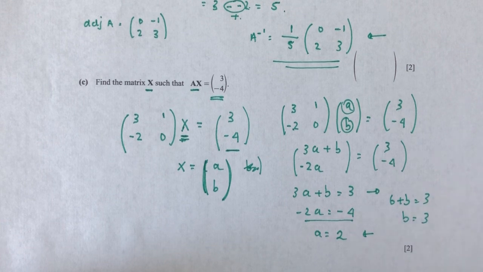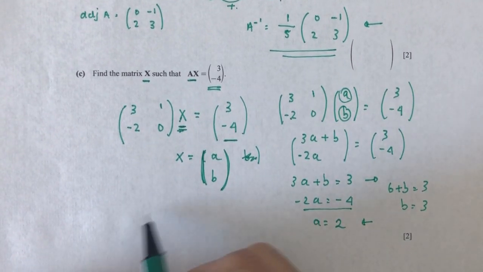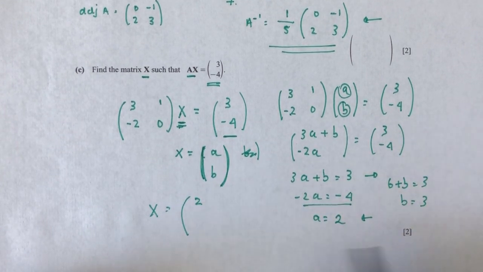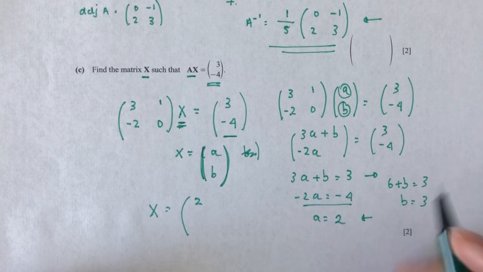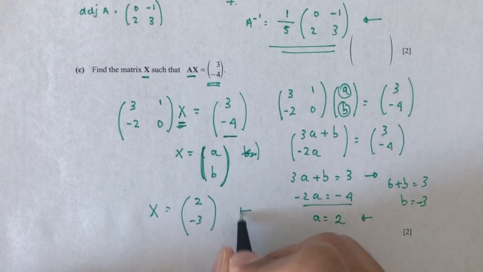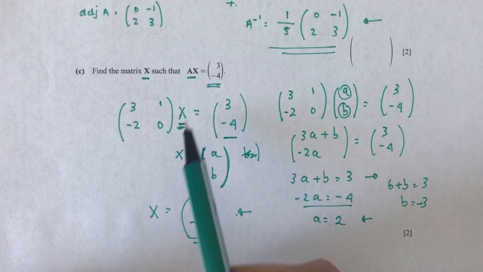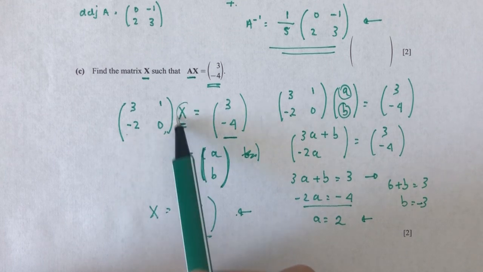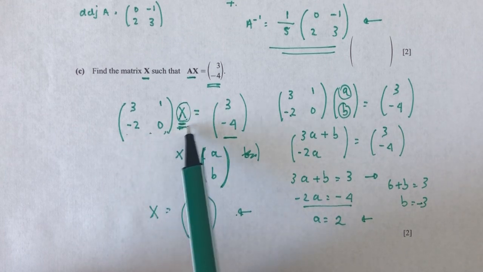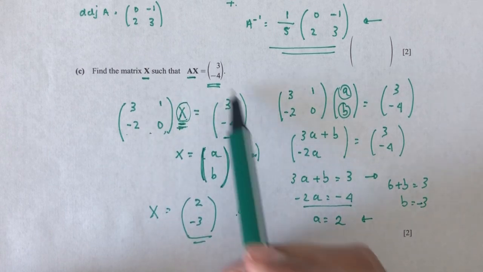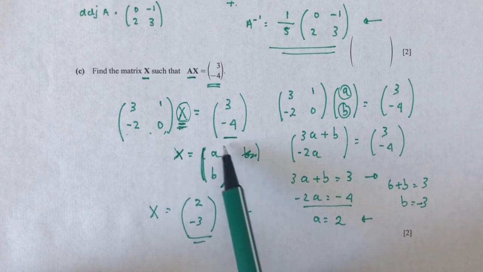So the value of X is replaced back in this matrix. We have a equal to 2 and b will be minus 3, because 3 minus 6 is minus 3, so b is minus 3. So that is your answer for part C. The most important point to know here is what matrix we need to multiply A by to obtain this matrix. A 2 by 2 matrix multiplied by what kind of matrix gives a column matrix? So X can only be in the form of this matrix.